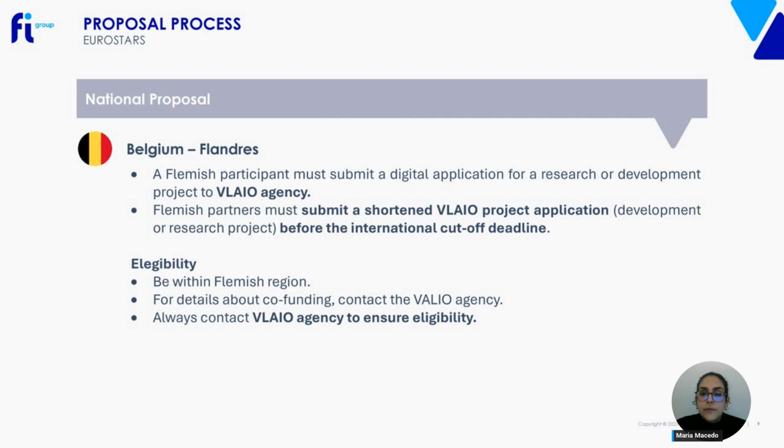It is also important to note that Flemish partners should submit a shortened application to the VLAIO agency before the international cutoff deadline. So before the international deadline, the 13th of March. So in this case, it would be slightly different from the Portuguese case. In this case, the co-financing rates should be consulted directly through the VLAIO agency.